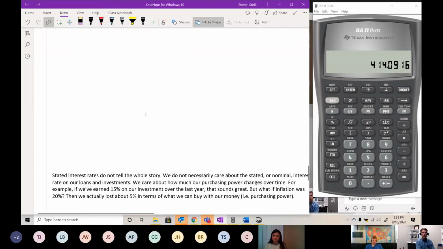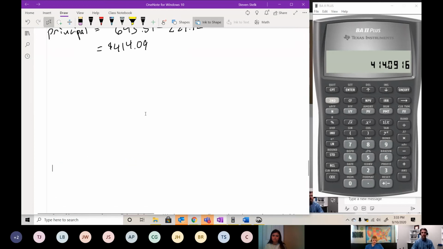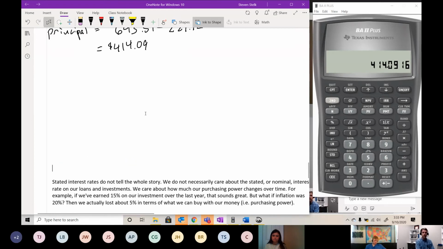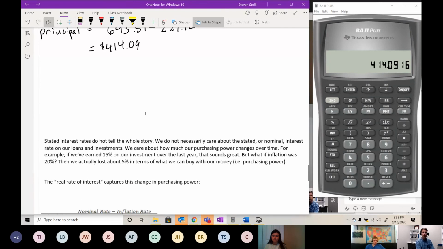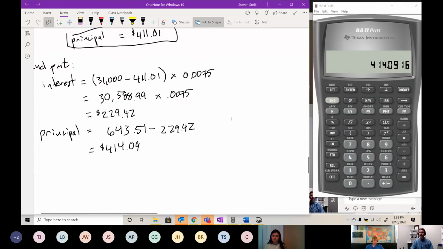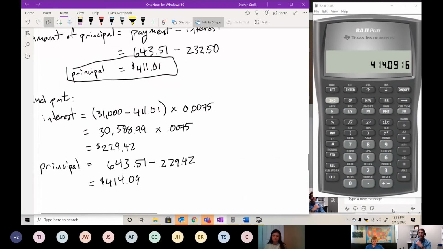Yeah, it wasn't really part of the problem. You didn't have to do that to answer the question. I just thought it would be interesting to see how that worked. Any questions or anything you want to know about how amortization works?